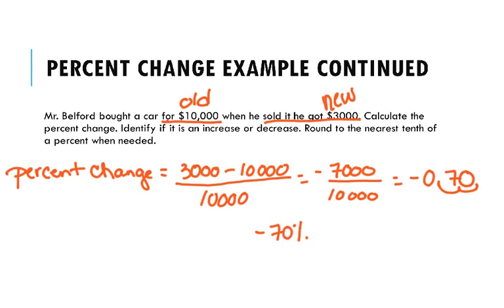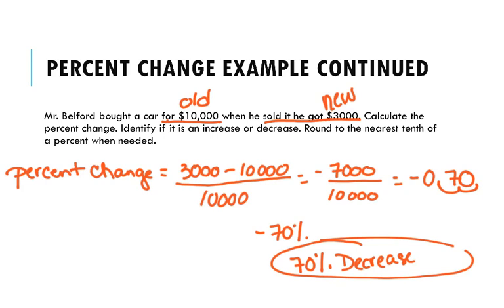Negative tells me decrease, so this is 70% decrease. So from the time Mr. Belford bought his car to the time he sold it, he had a 70% decrease in the value of the car. All right, so that's a nice little recap on simple interest and percent change.